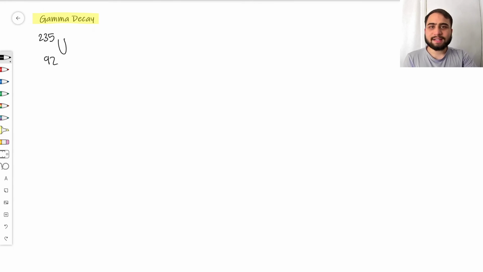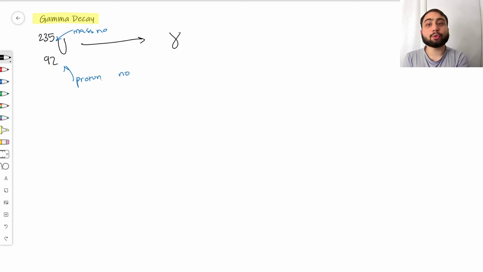Okay, now questions involving gamma decay are pretty rare, but they do crop up, so it's a good skill to be able to tackle them. As always, we have our mass number and our proton number. Then we have our element decomposing, and all that is released is a gamma ray.